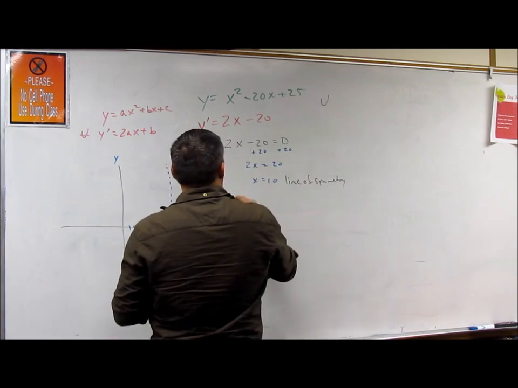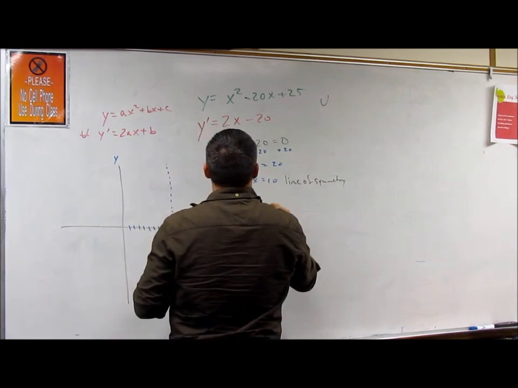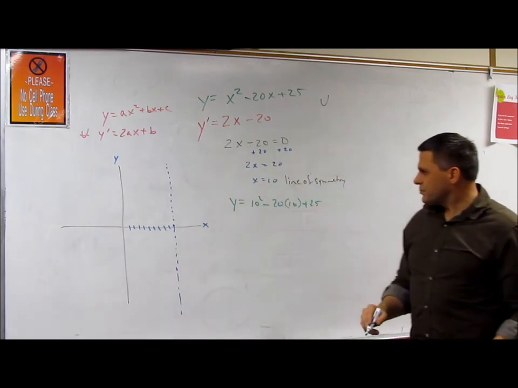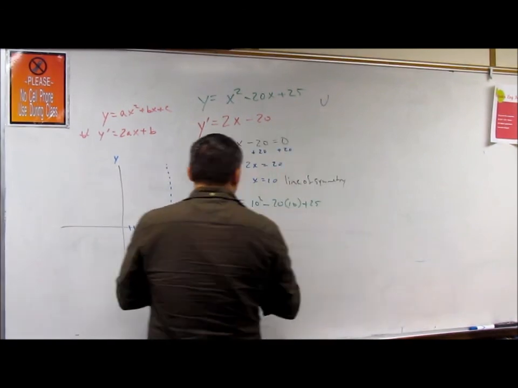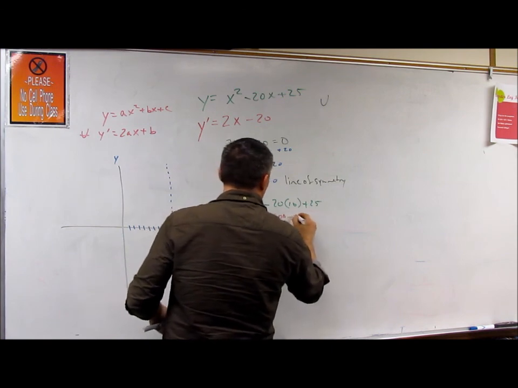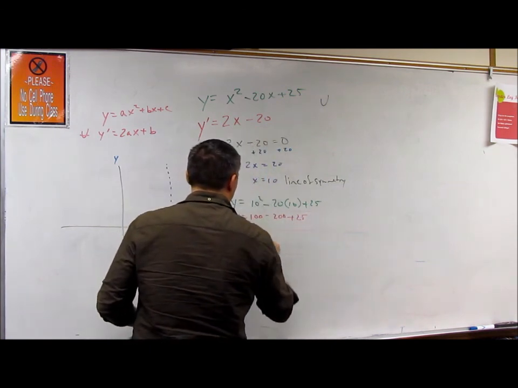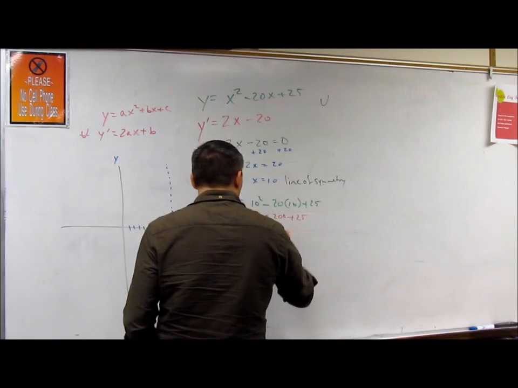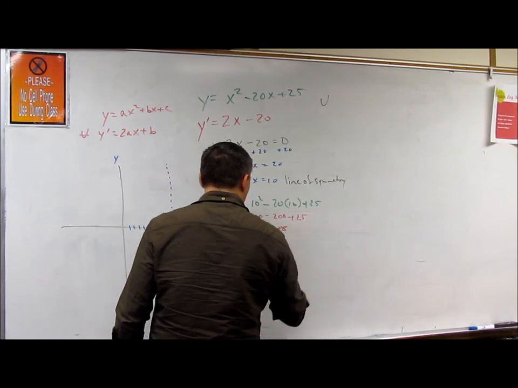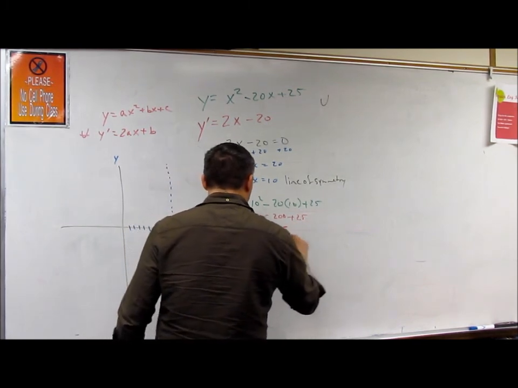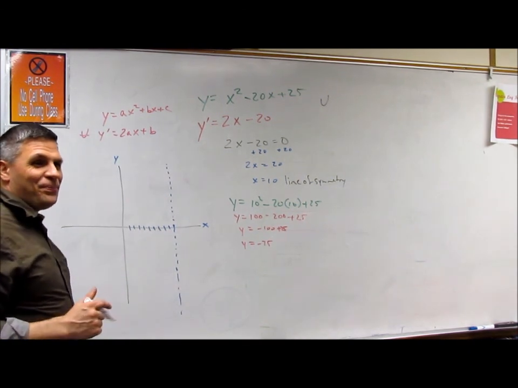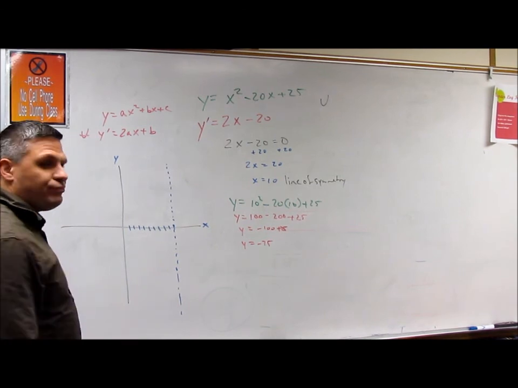So I'm going to go y is equal to 10 squared minus 20 times 10 plus 25. So y is equal to 100 minus 200 plus 25. So y is equal to minus 100 plus 25. So y is equal to minus 75. Well, that certainly is a minimum. Now, how am I going to graph that?